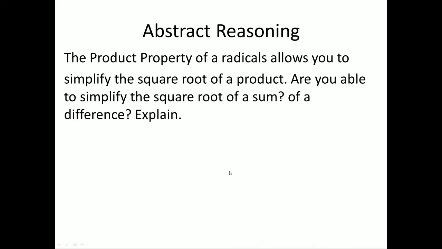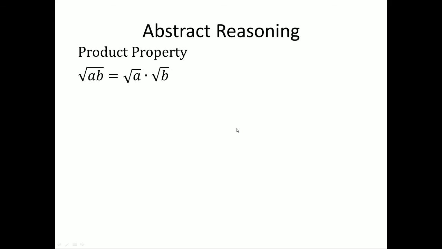Next, last one is the abstract reasoning. The product property of a radical allows you to simplify the square root of a product. Are you able to simplify the square root of a sum or a difference? Explain. So, this is the product property again. The square root of a, b, can be broken up into the square root of a times square root of b. The example, we did it before, but the example I'm going to use here is the square root of 75. The square root of 75 can be broken up into square root of 25 times square root of 3. The beauty is because square root of 25 is the perfect square of the number 5.